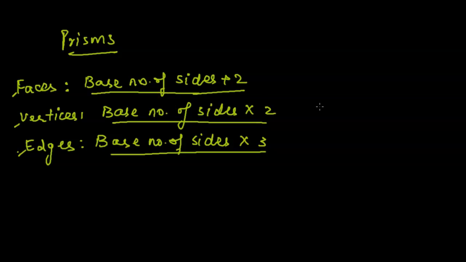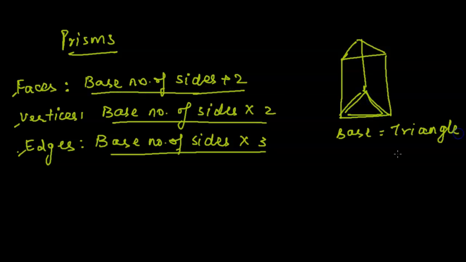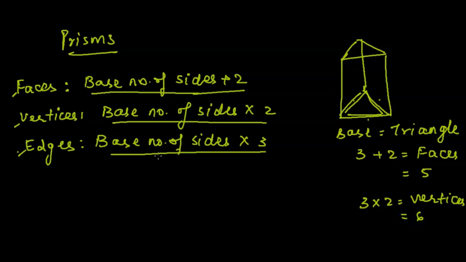Let's try this on a prism. Let's make a triangle based prism. If we want to find out the number of faces, your base is a triangle and the number of sides of a triangle is 1, 2, and 3. So faces is going to be 3 plus 2, which is 5 faces. If we want to find out vertices, we'll do 3 times 2, that is 6 vertices. And if we want to find out the edges, we do 3 times 3, that is 9 edges.